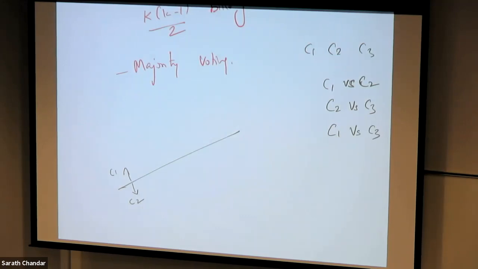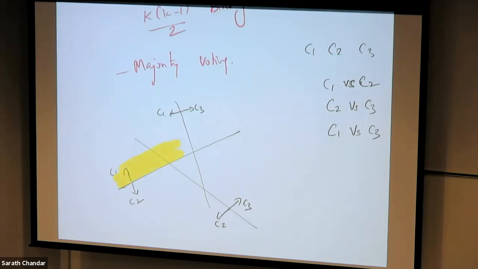So this is for C1 versus C2. Okay. Now let us say I have another classifier like this, which is for C2 versus C3. Okay. Now let's say I have another classifier which is C1 versus C3. Okay. Now you can see the problem, right? So now you can see that.